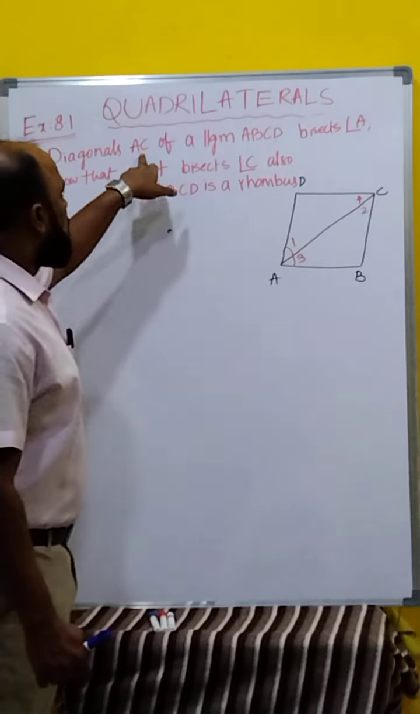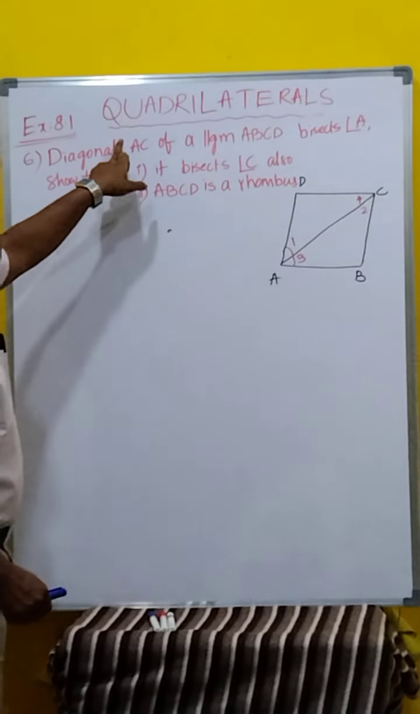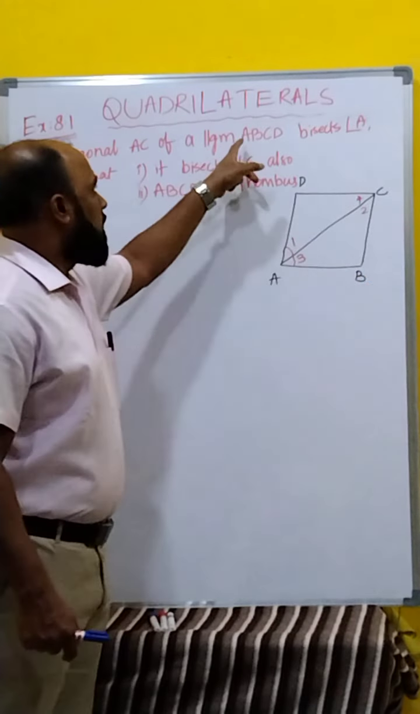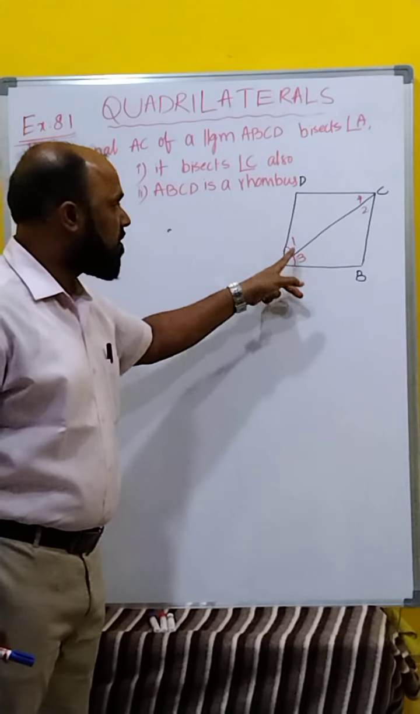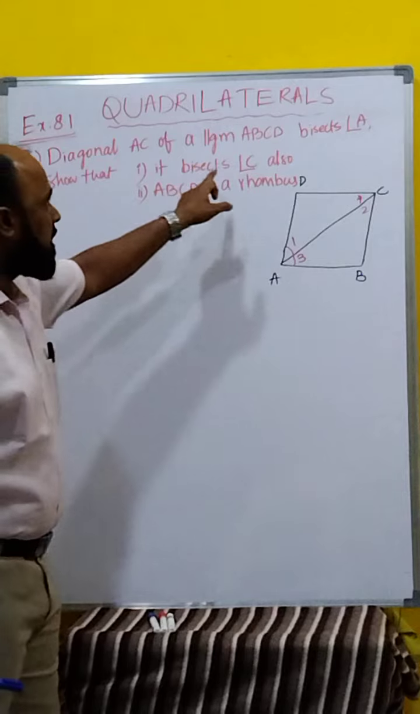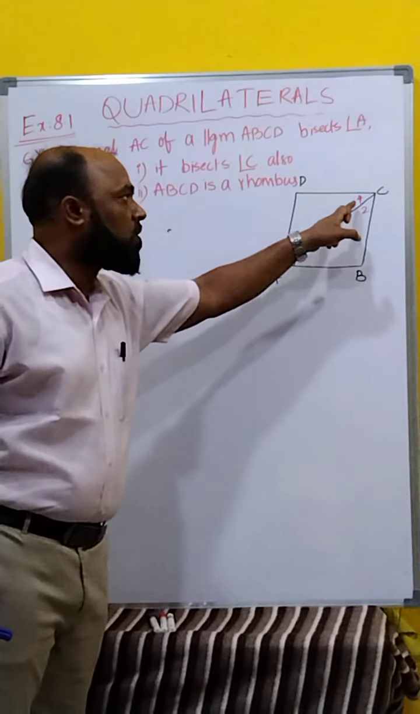Diagonal AC of a parallelogram ABCD bisects angle A. That means angle 1 is equal to angle 3. So that it bisects angle C also. What we have to prove? Angle 2 is equal to angle 4.